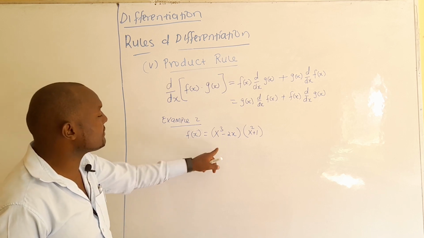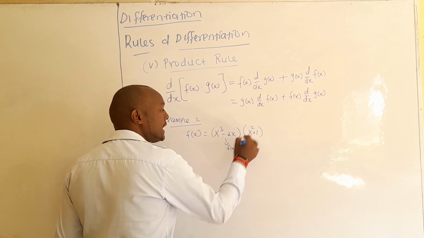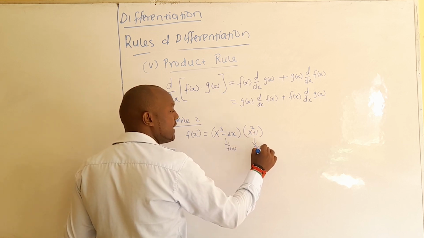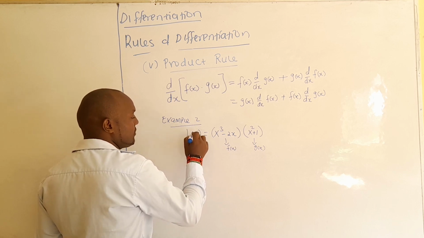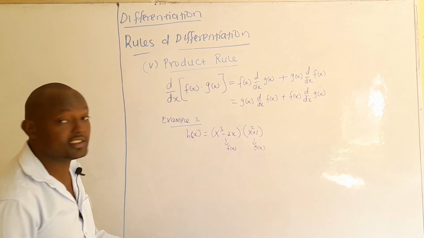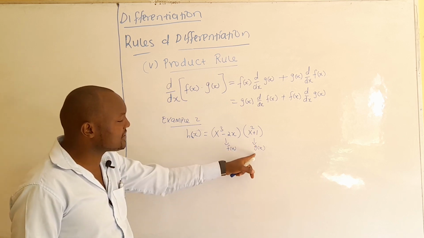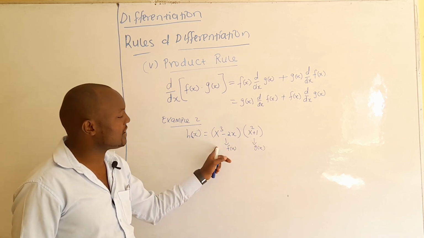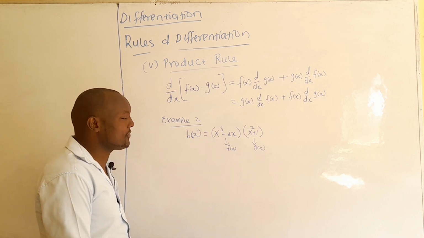So with this one, remember, we said here we have two functions. And these two functions, I may use h to avoid having the same representation. So we have two functions, and we want to differentiate the product of these two functions. Our h is a product of two functions. How do we differentiate this one?